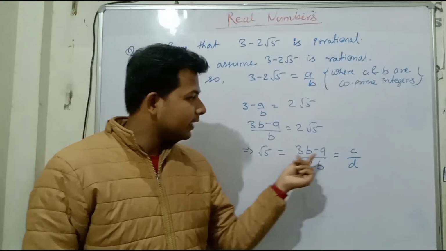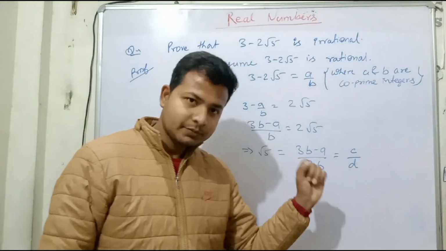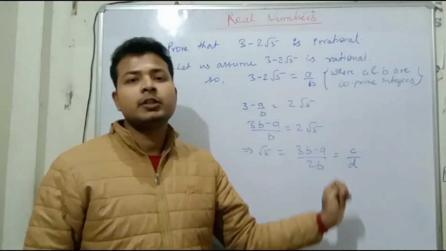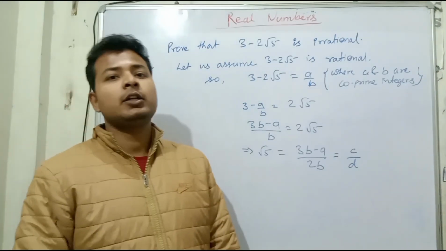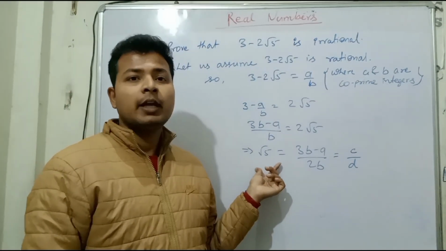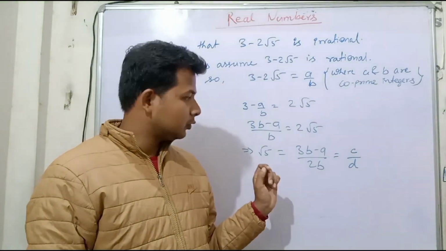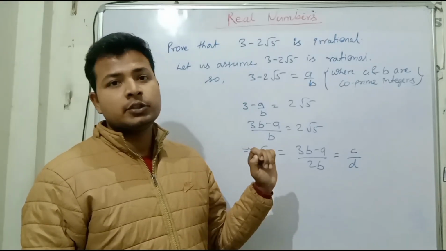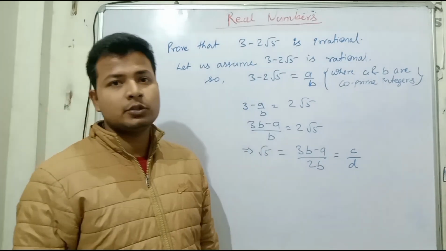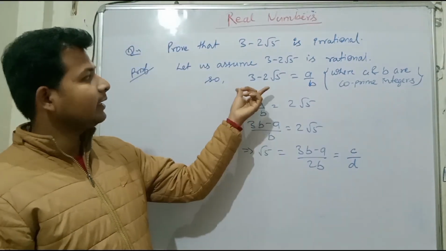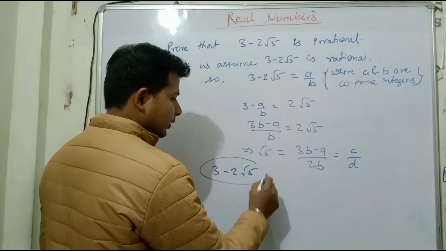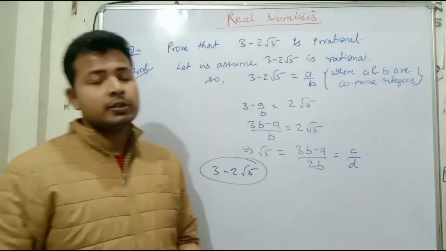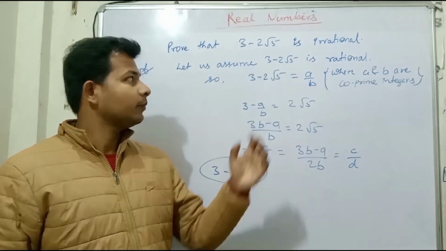We show that root 5 is in the form of c by d. That means root 5 is a rational number according to our assumption. But as we know, root 5 is an irrational number. So this is a contradiction to the supposition. So directly we can say that 3 minus 2 root 5 will be what? An irrational number.